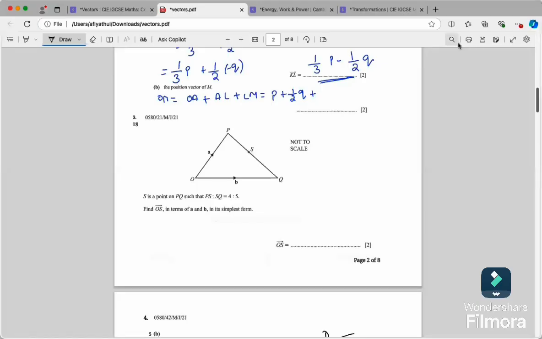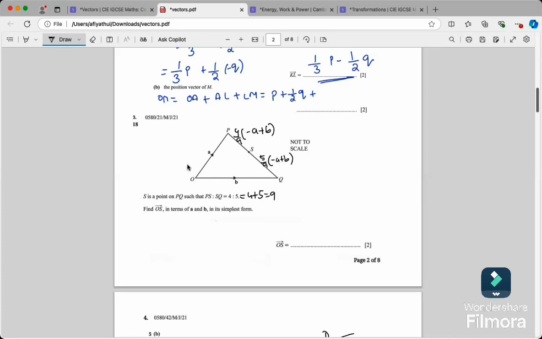Okay, so the next question. S is a point on the PQ such that PS and SQ is 4 is to 5. Find OS. Okay, so first of all, when you convert this into the ratio, it will become 4 plus 5, which is 9. So PS is 4 by 9 of PQ, and this will be 5 by 9 of PQ. So PQ is going to be minus A plus B.